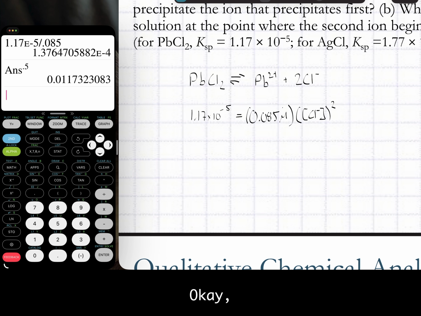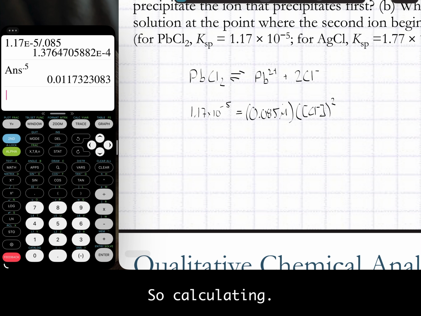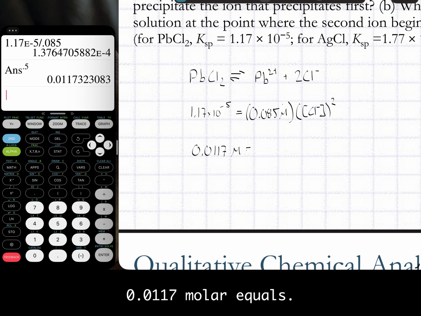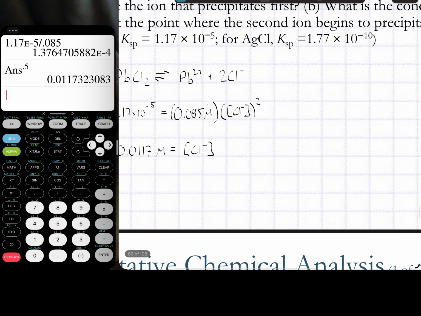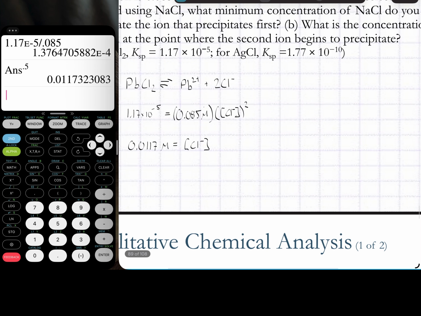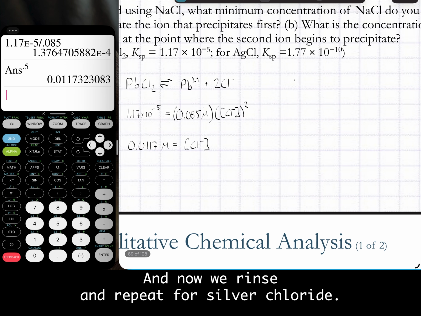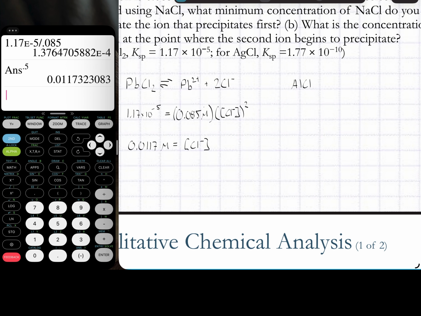Sorry. So, calculating. 0.0117 molar equals concentration of Cl minus required to precipitate my lead 2 plus. And now we rinse and repeat for silver chloride.